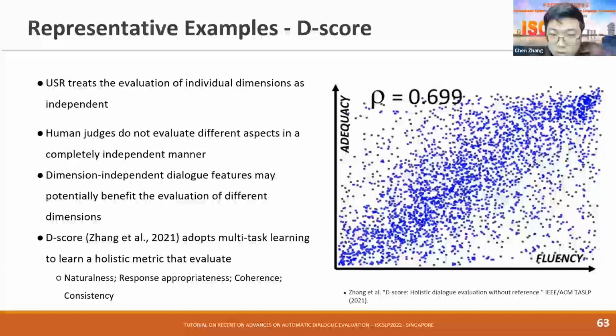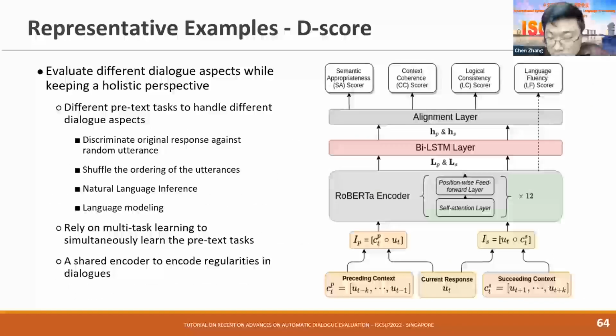So these dimensions are not actually completely independent, and we need a way to capture such dependence among different dimensions. That's the motivation of this D-score paper. They adopt multitask learning to learn a holistic metric that can evaluate different dimensions such as naturalness, response appropriateness, coherence, and consistency.